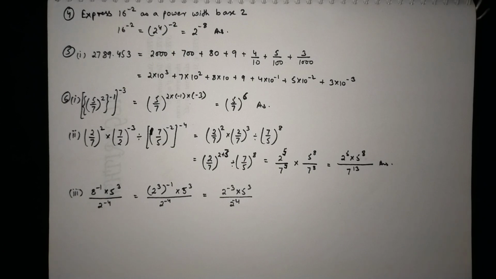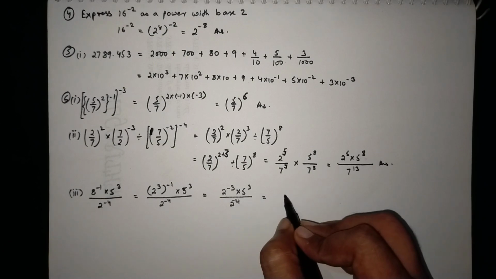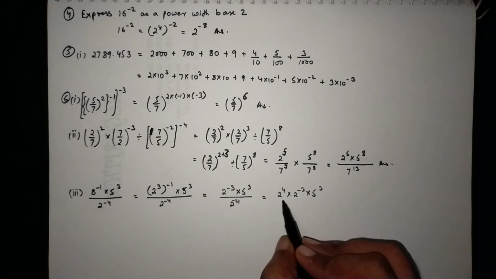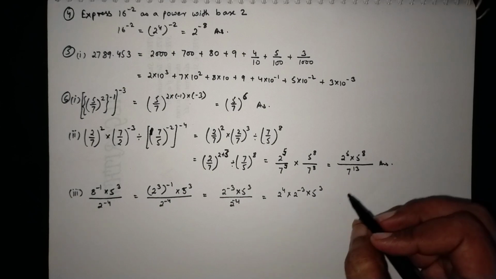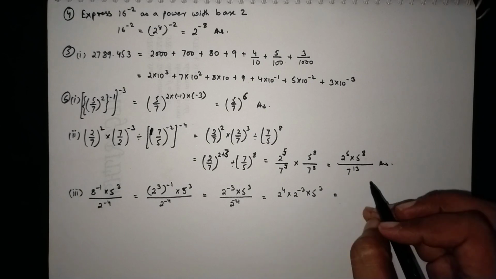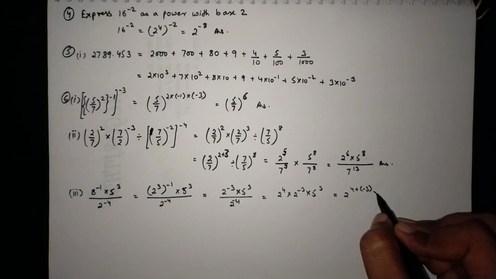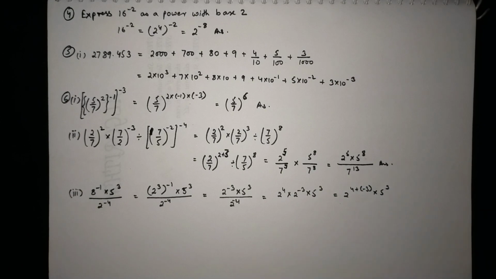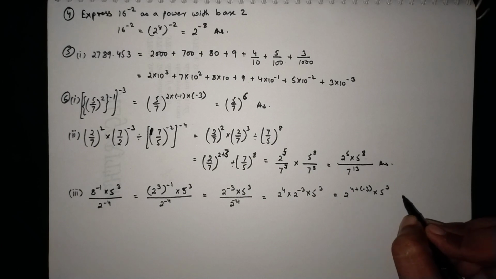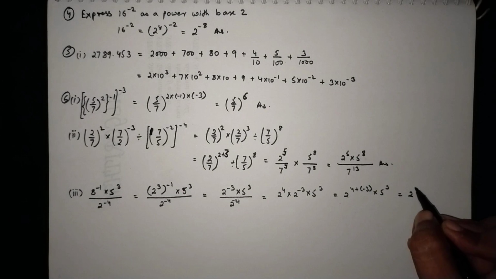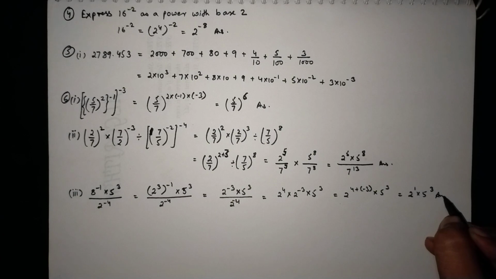Now make a reciprocal of this. This will go, and this will be written as 2 to the power 4 into 2 to the power minus 3 into 5 to the power 3. We can see the bases are same, so the powers will be added. This will be 2 to the power 4 plus minus 3 into 5 to the power 3. And finally this can be written as 2 to the power 1 into 5 to the power 3 as answer.